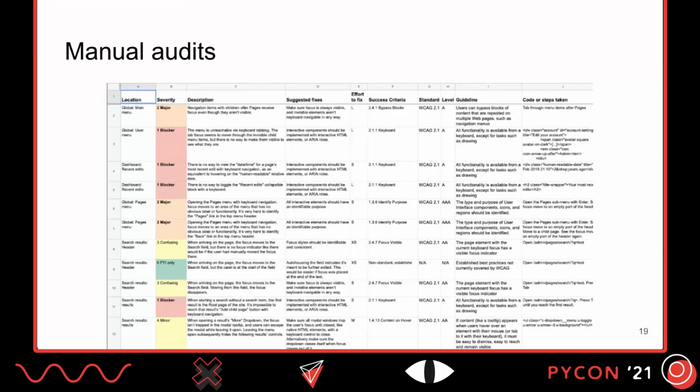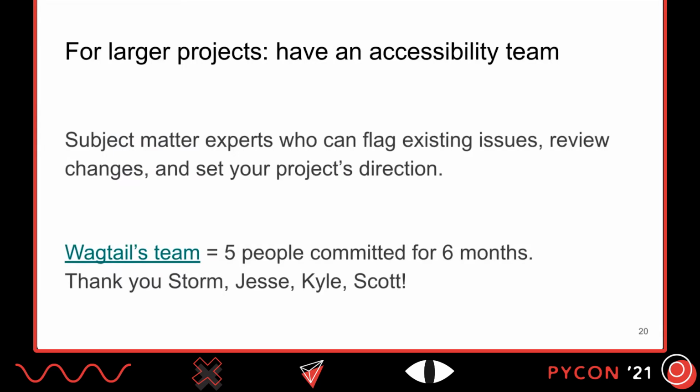And back on the Wagtail side, we tend to invest more into manual audits just because we have the expertise to do this. So these are definitely much more complex to put together, and I won't be talking about this much further, but if you're interested, I can definitely talk to that a bit more. And yes, for larger projects, I definitely recommend having a dedicated team for this of subject matter experts. So we have the example of Wagtail's team here. But yeah, for example, Jupyter Notebooks as well do have a team like this that looks after accessibility of the actual notebooks, which, as they are used in the classroom environment, is very important.